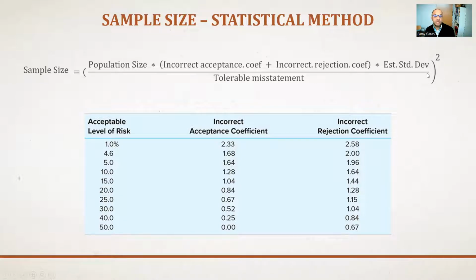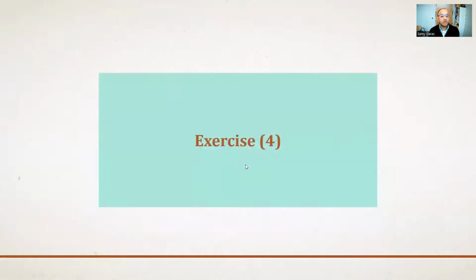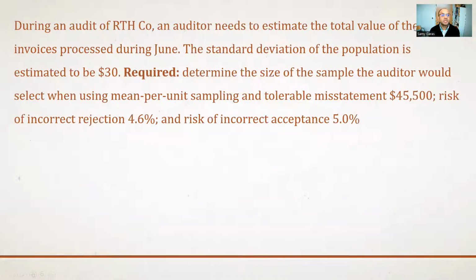In every example, when I ask about the sample size, I will give you the acceptance coefficient and the rejection coefficient. But your job is to calculate the sample size based on the table we have here. So let us look at this exercise. Here we have an auditor who needs to estimate the total value of the invoices. The estimated standard deviation of the population is $30. The tolerable misstatement is 45,500. The risk of incorrect rejection is 4.6 and the incorrect acceptance is 5.